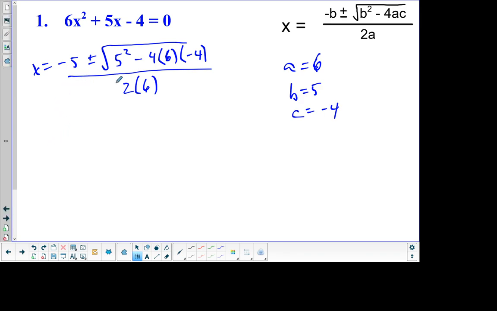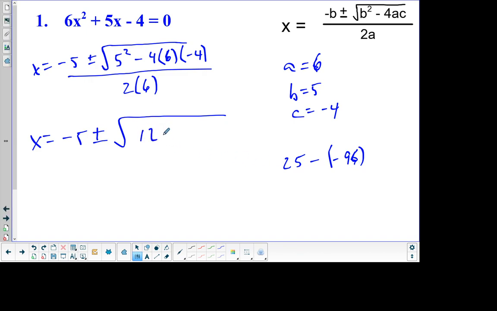Alright, so now it's just using your order of operations and simplifying. So I'm going to leave the -5, and now I'm going to simplify everything that's under the radical. So what's 5 to the second? 25. So that's going to be 25 minus, and then 4 times 6 is 24, and then what's 24 times negative 4? Negative 96. So 25 minus negative 96. That means 25 plus 96, which is 121. So everything under the radical is simplified to 121.